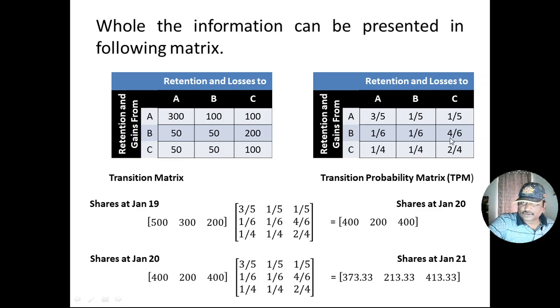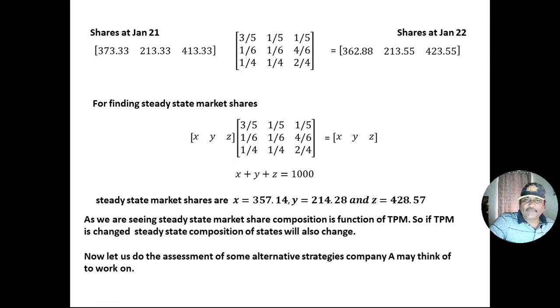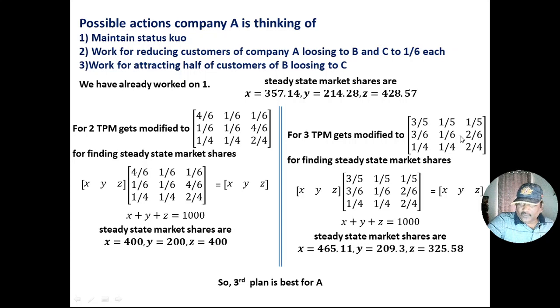Okay, B losing to C. Now B will be losing to A. That means A will be gaining from B 3 by 6, and B now will be losing to C 2 by 6. Total has to come to 1. 3 by 6 plus 1 by 6 plus 2 by 6 will come to 6 by 6, and that's 1. So that is how we have changed the transition probability matrix. And as I have told you, the steady state market share is a function of the transition probability matrix. So now once again talking on the first course of action.